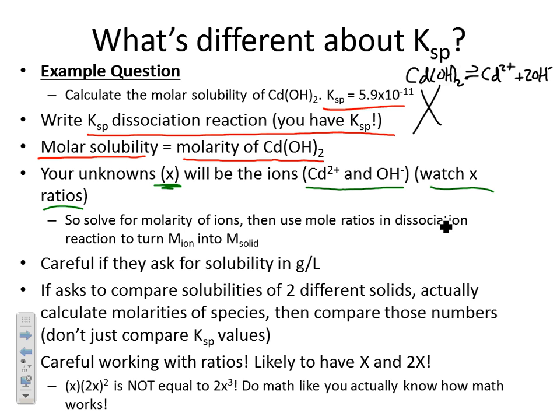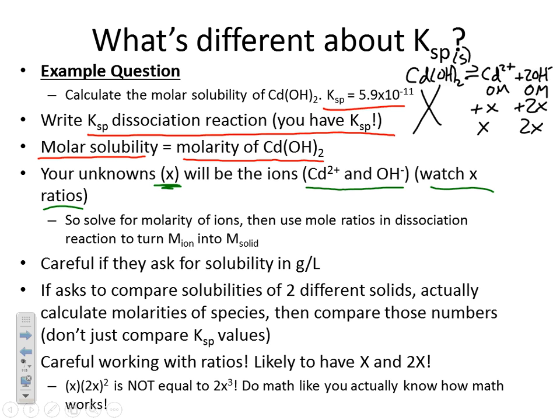I don't fill out the column for the cadmium hydroxide because it's a solid. I know that I'm starting at 0 molar for these ions, but because the cadmium is in a 1:2 relationship with hydroxide, it's going to be plus X for the Cd and plus 2X for the OH. So that's what I mean when I say watch your ratios.